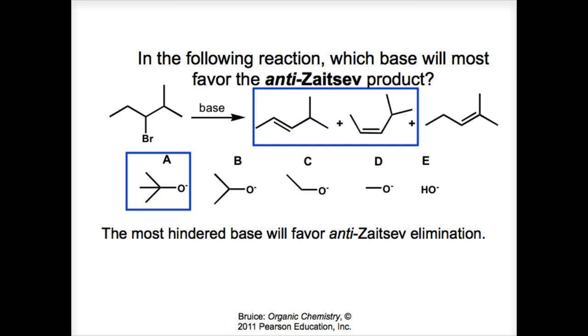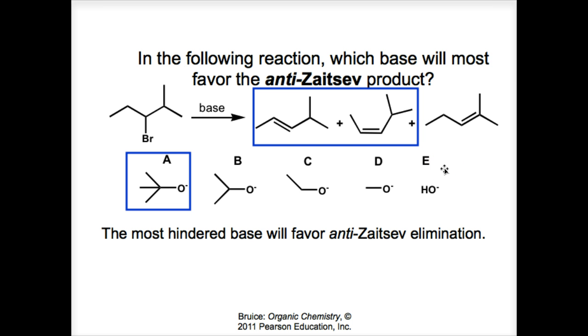Of course, anti-Zaitsev means that the base will remove a hydrogen from a beta carbon that has the most hydrogens as opposed to the fewest. And that will create the products that have the square around them right here, as opposed to the one on the right, which would be created if you were following Zaitsev's rule. These are anti-Zaitsev rule products.